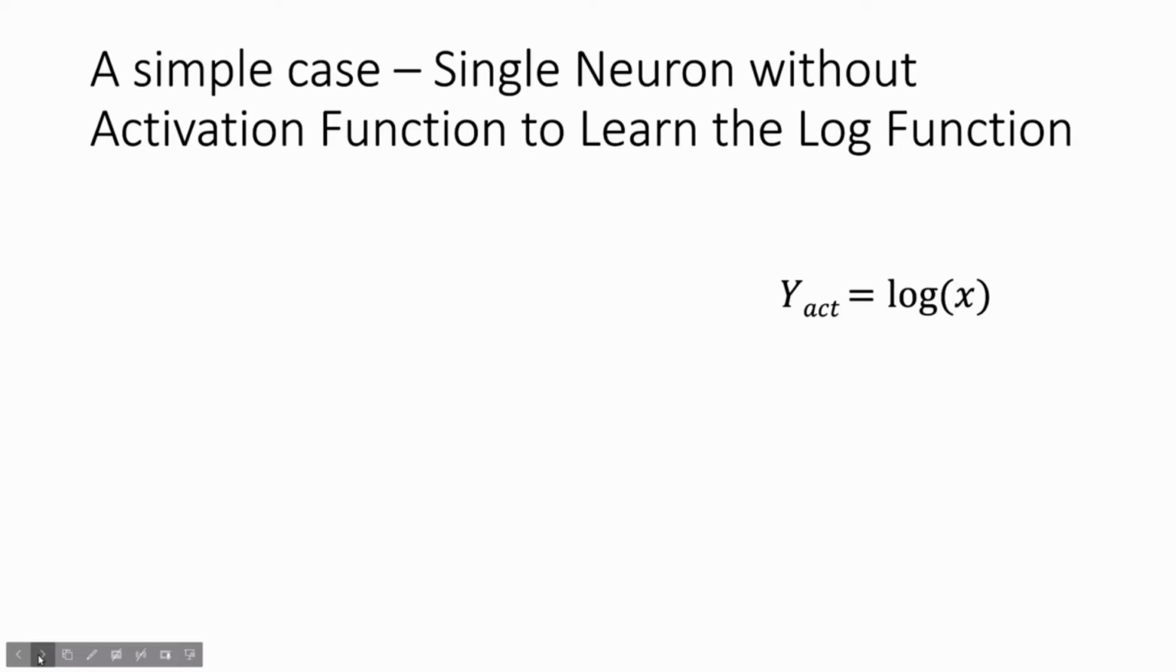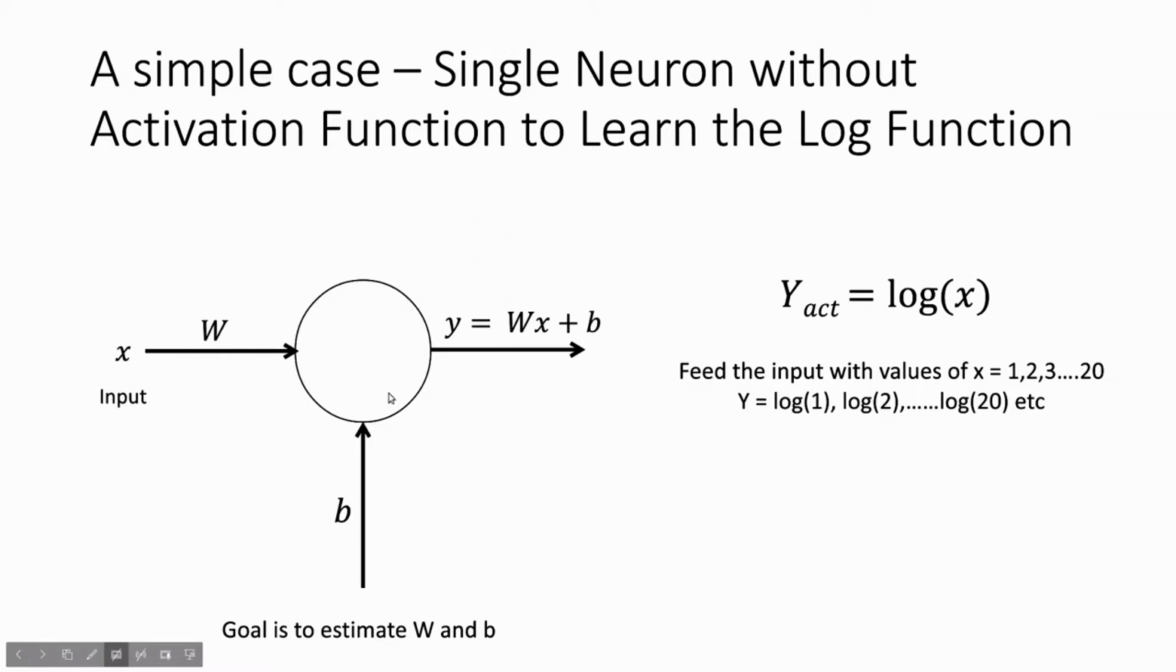Here our y actual will be the natural logarithm of the input, and we will feed input values like 1 to 20, and the y value will be the logarithm of those values. In our case there is a single neuron. We have a single input, we'll call it x. There will be a single connection, hence a single weight w. There will be a single bias, and our output will be simply wx plus b. Our goal is to estimate w and b for the set of values that we are trying to learn from, that is the log function.